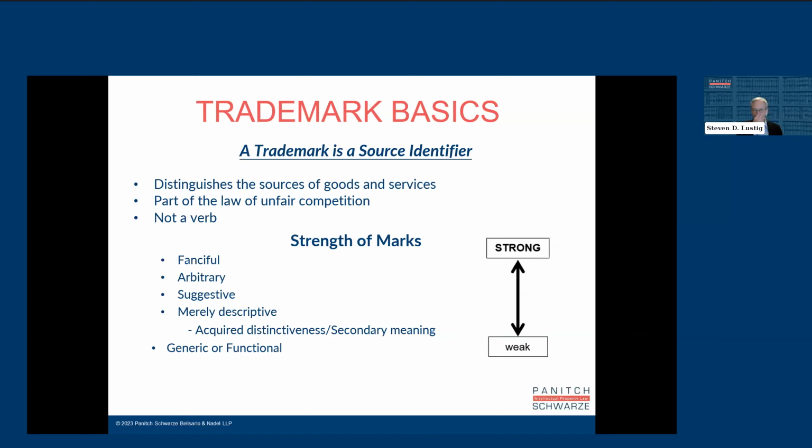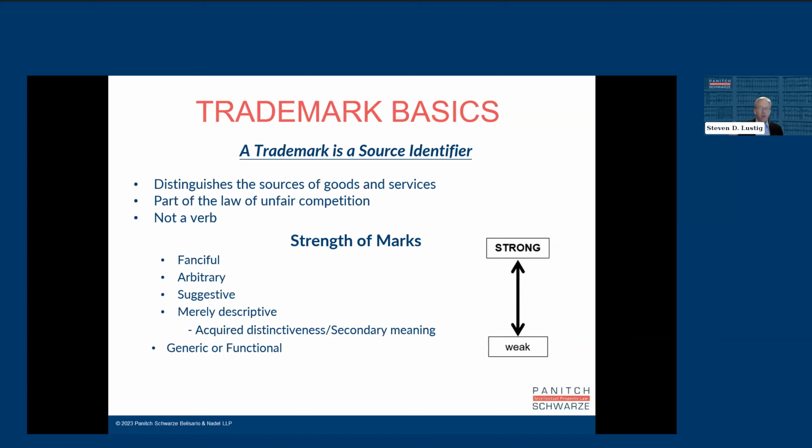So the next thing is the strength of trademarks. Some trademarks are easier to protect than others. So we start with fanciful trademarks. Those are like the Nike swoosh or the Apple with the bite out of it. Then there are arbitrary trademarks. That's like Apple for computers, totally arbitrary.